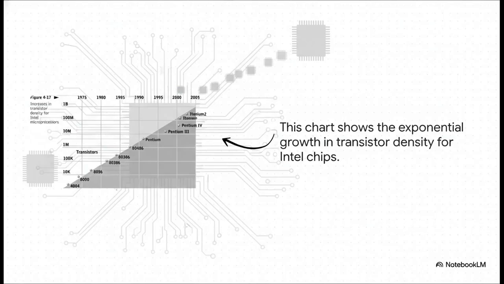And wow, you can really see it right here. This chart is Moore's Law made visible. You've got the transistor count for Intel chips, starting with the little 4004 and going all the way up to the Pentium 4. I mean, look at that curve just take off. That is that relentless exponential growth we're talking about, right there in black and white.